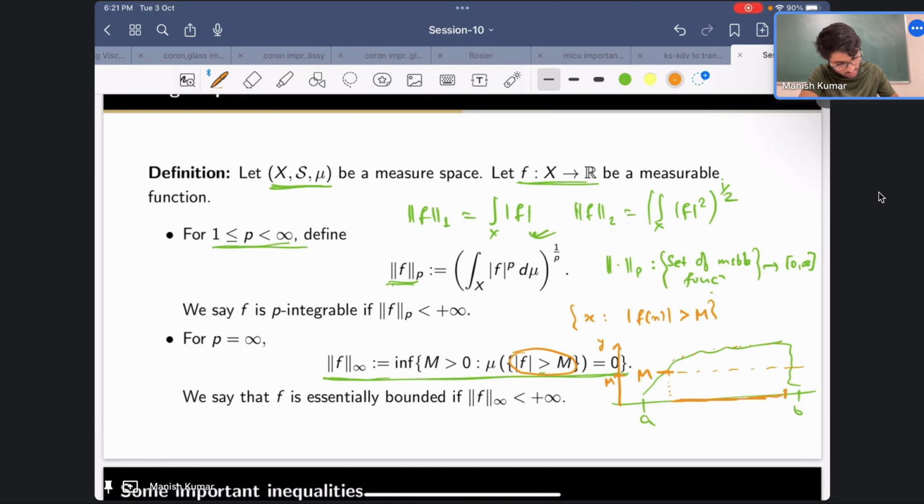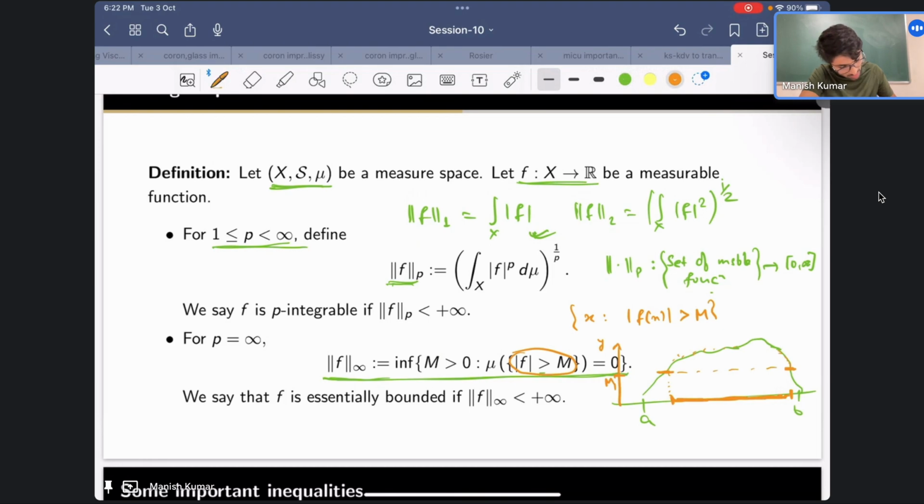This is not a well defined function, so let me make it more clear. So this is my m, and these are the points till here where the function is taking value greater than m, right? So this is the set for this m. Let's say this is m1. Now let's say this is the maximum value. Let me draw this function.